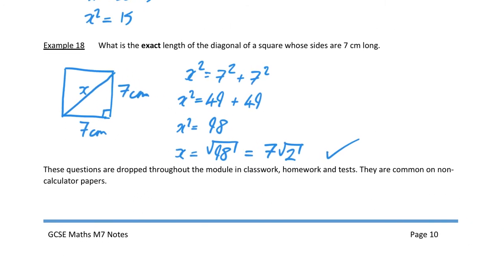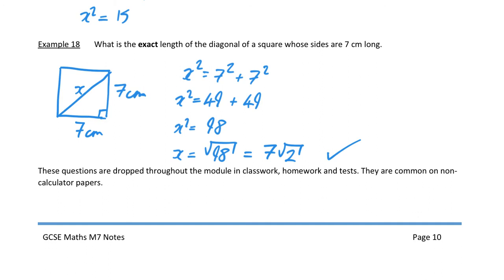Okay, last thing it says in our notes on this topic, these questions are dropped in throughout the module in classwork, homeworks and tests. They are common on non-calculator papers. But you can see in the last one there, I used my calculator to get a nicer answer. Instead of square root of 98, it was 7 root 2. But you need to be able to do it both ways, calculator or non-calculator. So if you see exact, you leave your answer in terms of a surd, or you leave it in terms of pi.